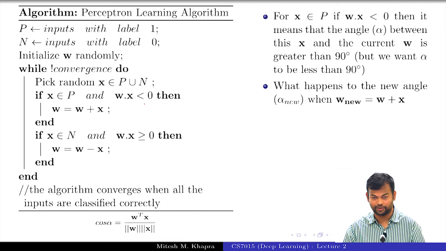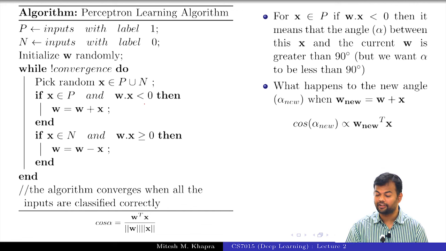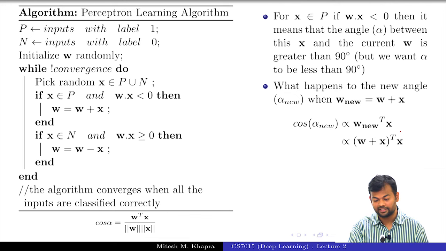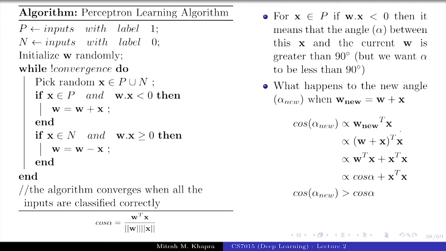Okay, so let's see why this works. What's the new cos alpha going to be? It's going to be proportional to this, right? I'll just substitute what w new is. That means if cos alpha new is going to be greater than cos alpha, what is alpha new going to be? Less than, and that's exactly what we wanted.